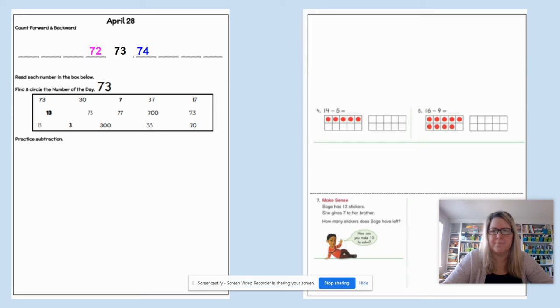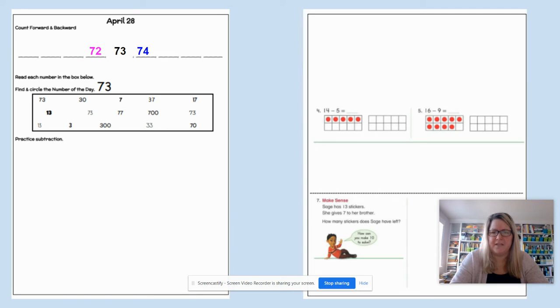The first one, number 4, says 14 minus 5. I could write it over here in the practice subtraction, write 14 minus 5, and then I could break that 14 into a 10 and a 4, and then break it down until I can get a 5, right? And then there's my answer. You can also use the number line as a strategy. So think of different ways. That's where you can use your workspace.